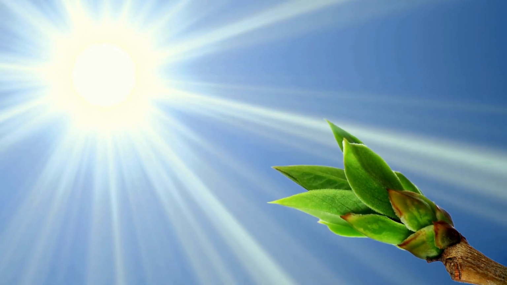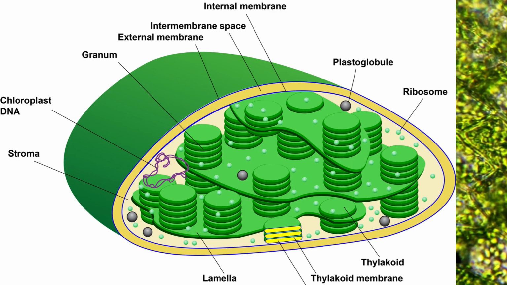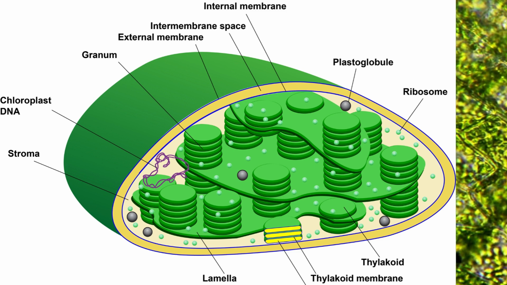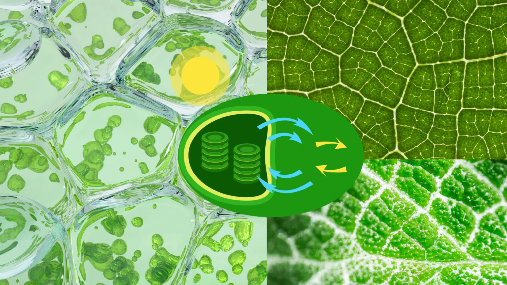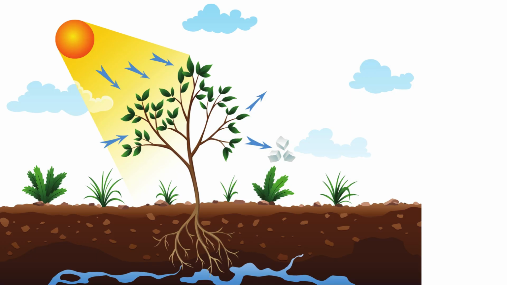Let's break it down. Inside each leaf, there are tiny structures called chloroplasts. These are the powerhouses where photosynthesis takes place. Within the chloroplasts, there is a special pigment called chlorophyll. This green pigment captures sunlight and starts the photosynthesis process.